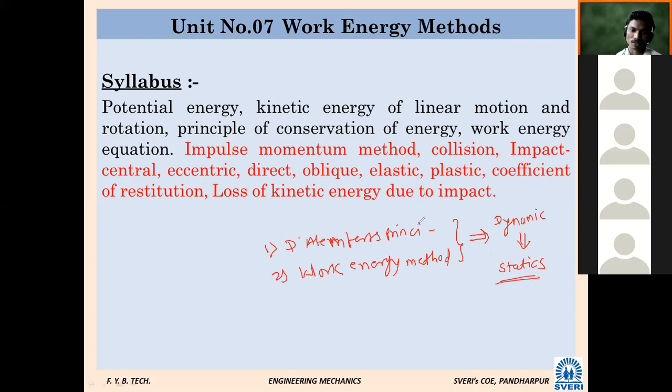D'Alembert's principle, we have discussed in the morning also. F minus MA is equal to 0, where F is the force applied on the body. Today we are going to see these 2 methods: D'Alembert's principle and the work energy method. If a question is asked, why are D'Alembert's principle and the work energy method used? What should be your answer?